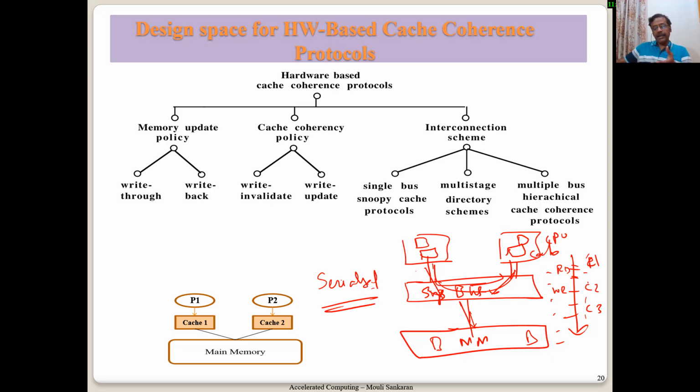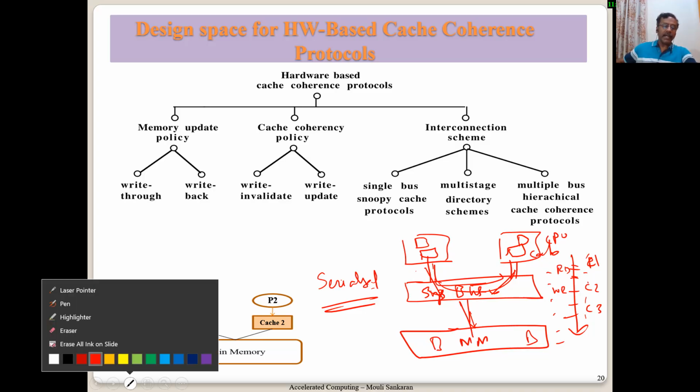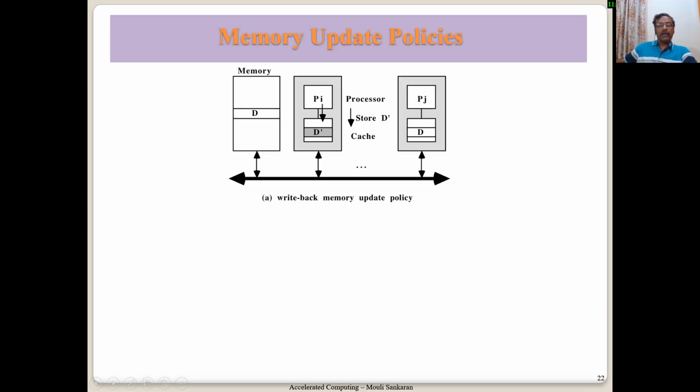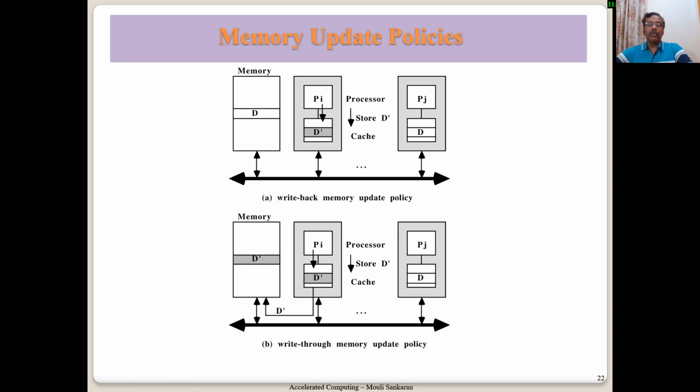You have a write back policy wherein all the writes are happening only to the cache, and then you write into the memory only later on when this particular block is evicted. Whereas write through policy not only updates the cache copy, it also updates the memory. So always the memory is up to date.